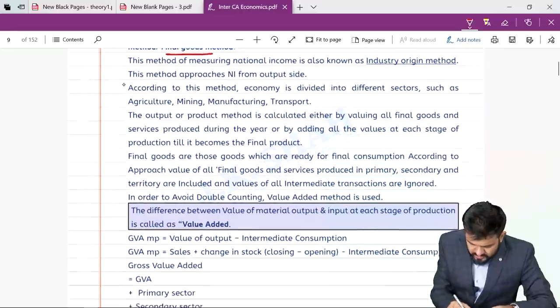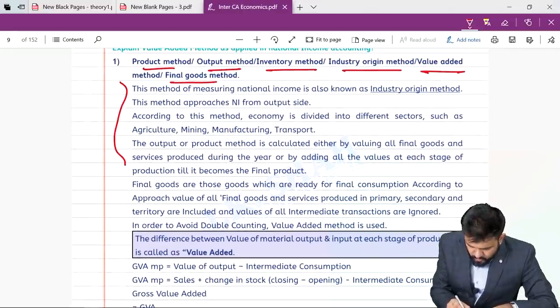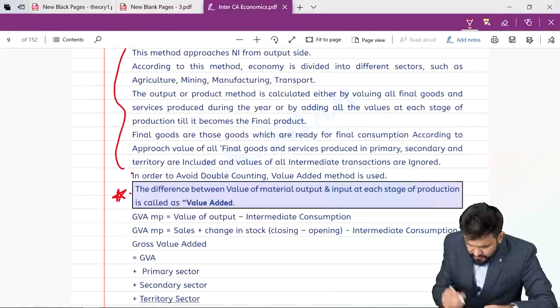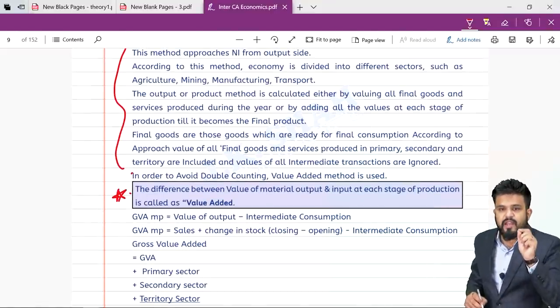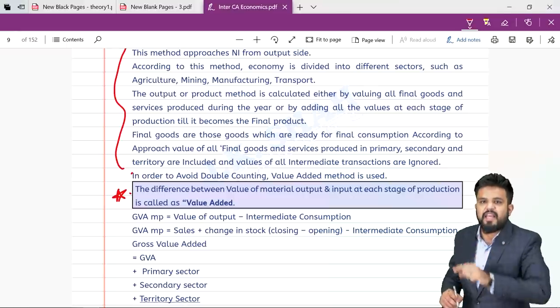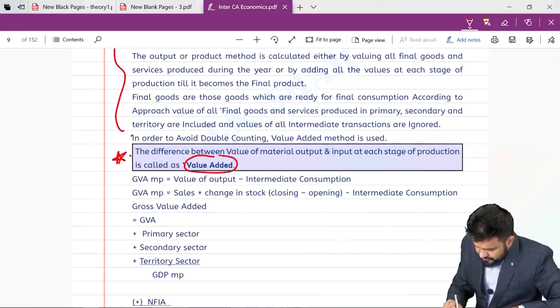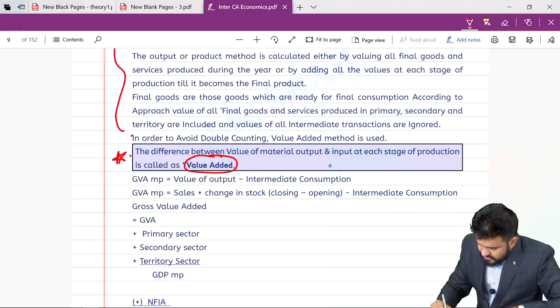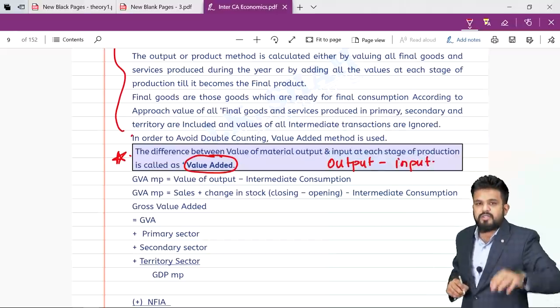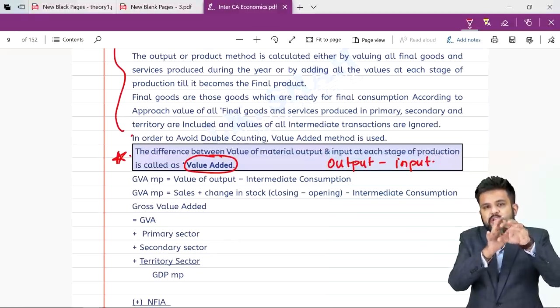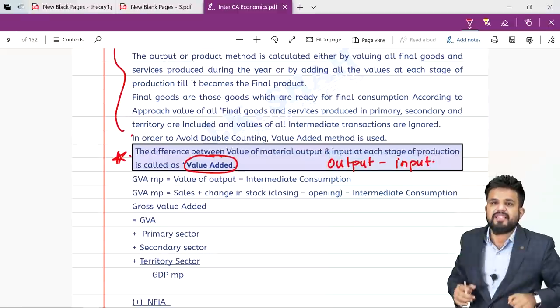So students, this complete information you are supposed to write in the exam. Again, this becomes very important: the difference between the value of material output and input at each stage of production is nothing but value added. So basically it is nothing but output minus input. Because output by default includes the input calculation, so you need not take it separately.